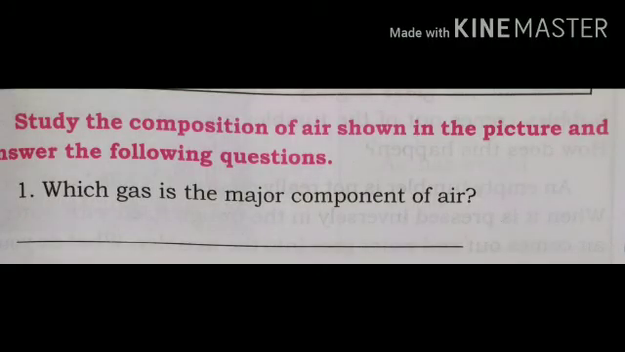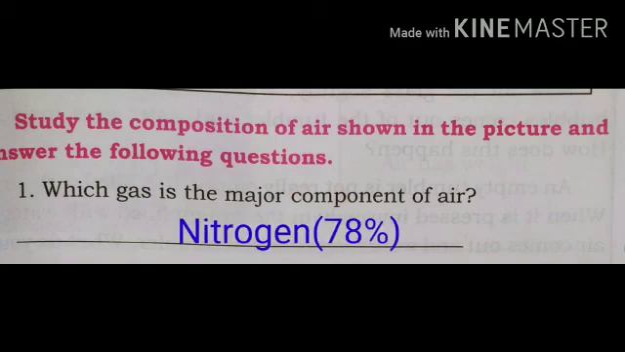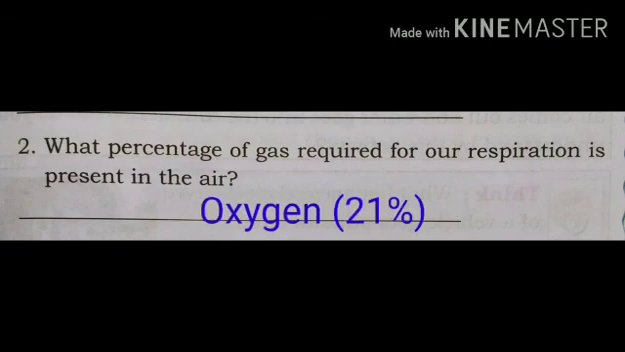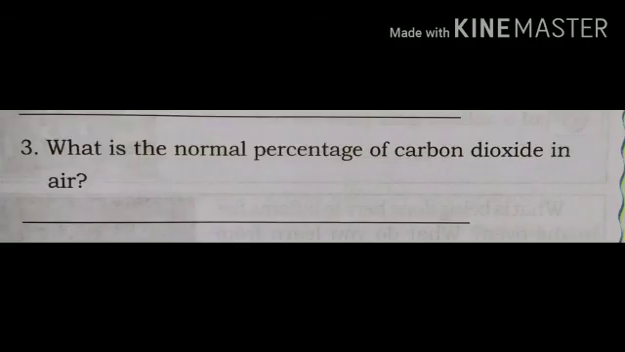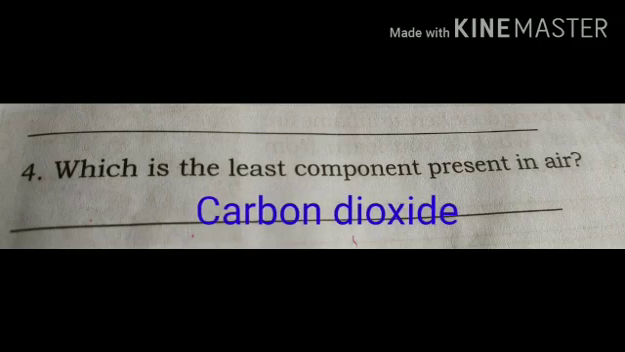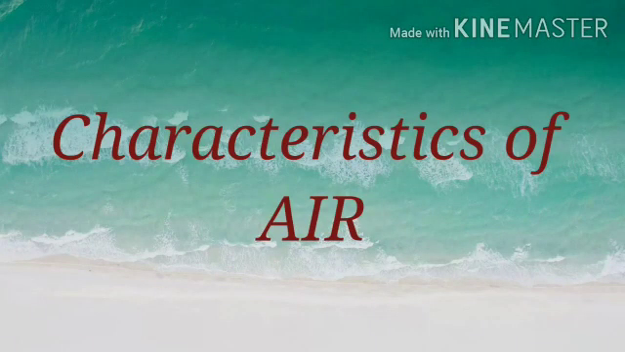Now children, let us answer a few questions. Which gas is the major component of air? Nitrogen, 78%. What percentage of gas required for our respiration is present in the air? Oxygen, 21%. What is the normal percentage of carbon dioxide in air? Yes, think children. The answer is 0.04%. Which is the least component present in air? Answer is carbon dioxide.